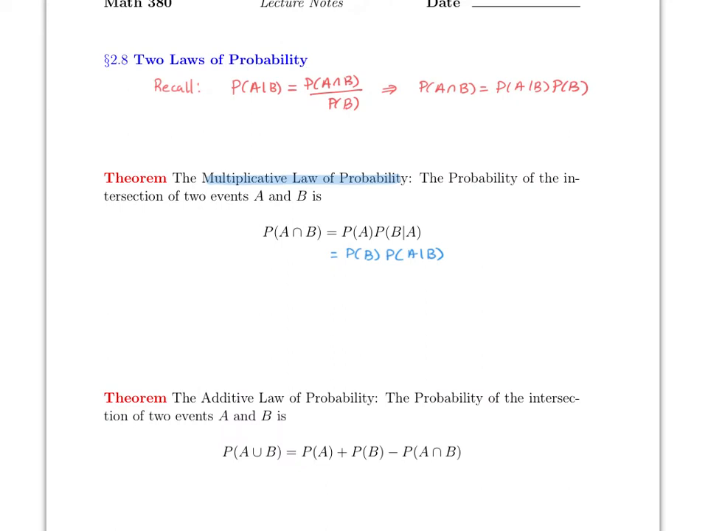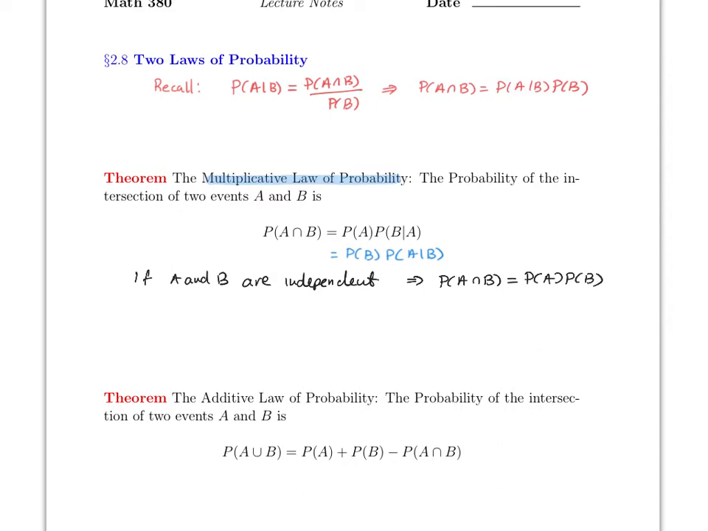Now, if A and B are independent, and again, this is not really new, we kind of knew this already, then that implies that the probability of A and B is just equal to the product of the two probabilities.